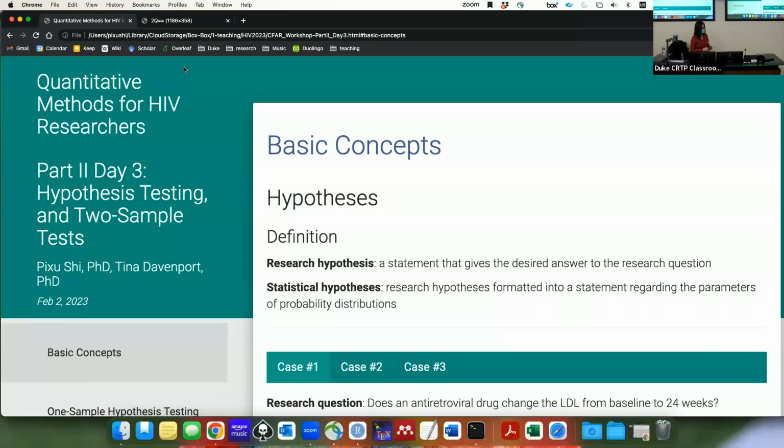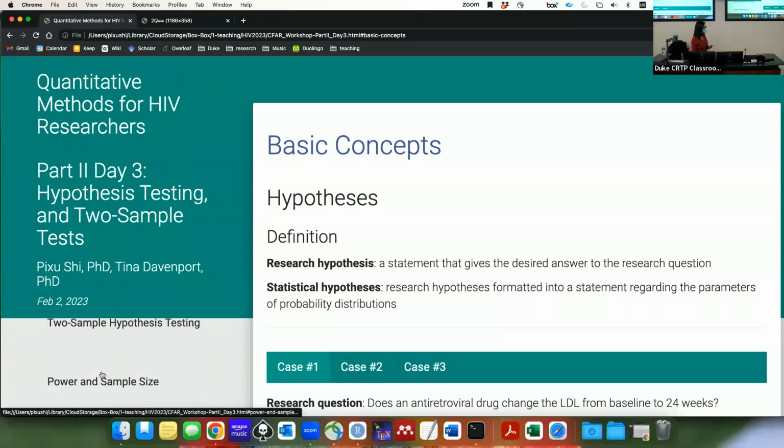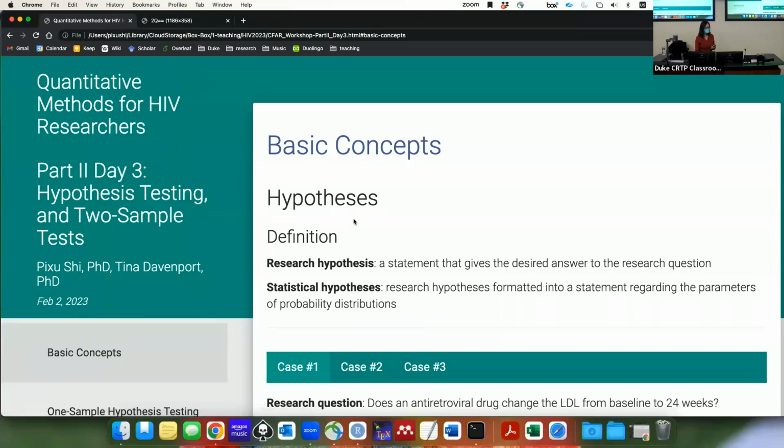So today we're going to talk about some basic concepts on hypothesis testing and especially with the focus on two sample tests. And we'll go over one sample testing, two sample testing, and we'll also go over some basic functions and ways to calculate power and sample size. So before we get into the testing, I would like to first introduce a few basic concepts.